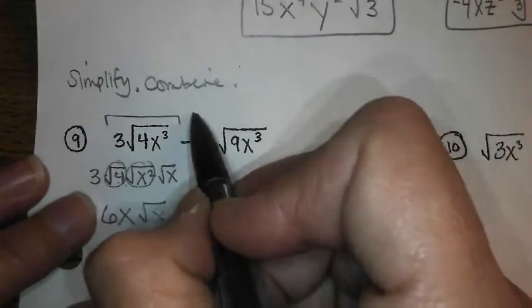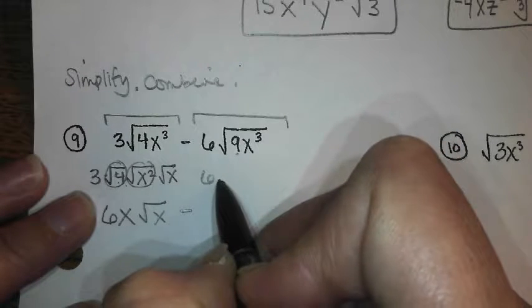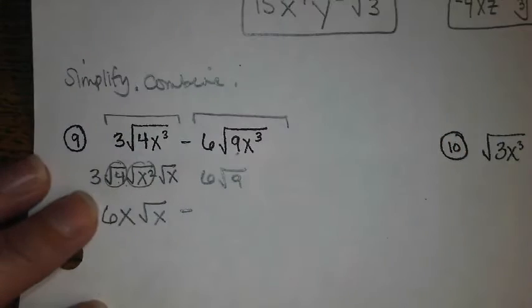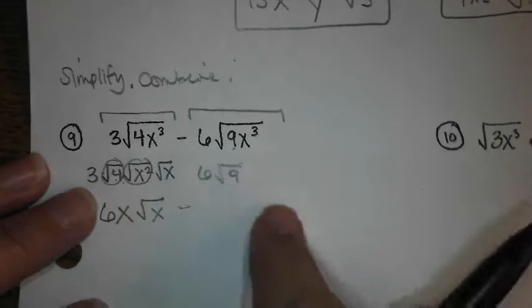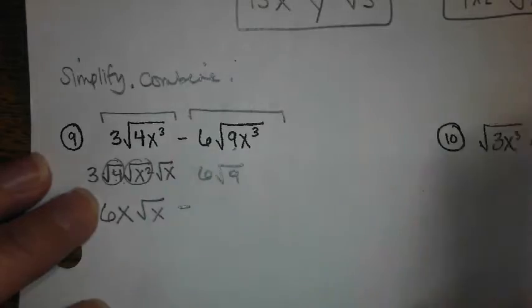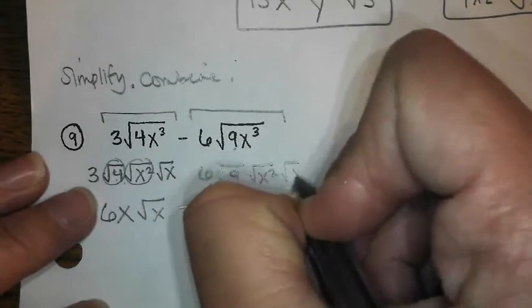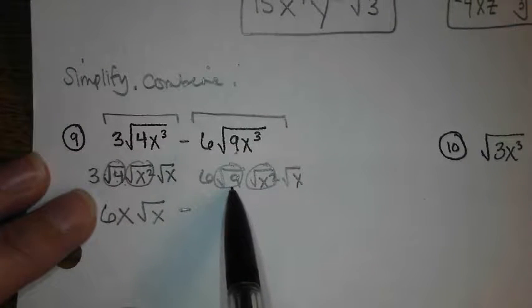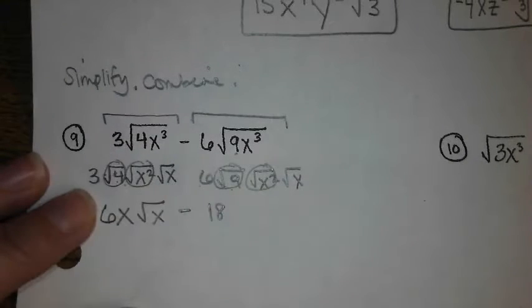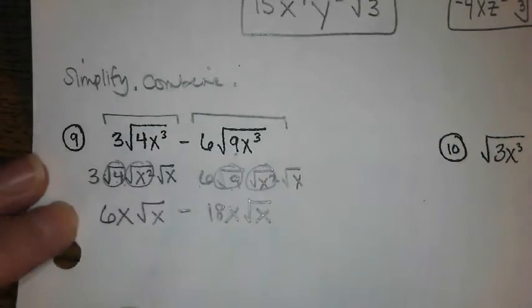Now I'm on to the second term. Do I need to break down 9? When I say break down, I mean, do I need to make it like 3 times 3 or anything like that? And the answer is no, because it's already a perfect square. Yes, I will simplify it in a minute. X cubed, again, is root x squared root x. So the square root of 9 is 3, and 6 times 3 is 18. Square root of x squared is x, and then root x.